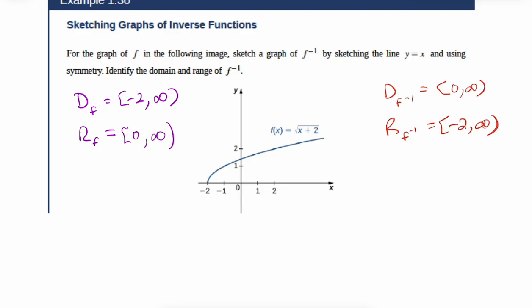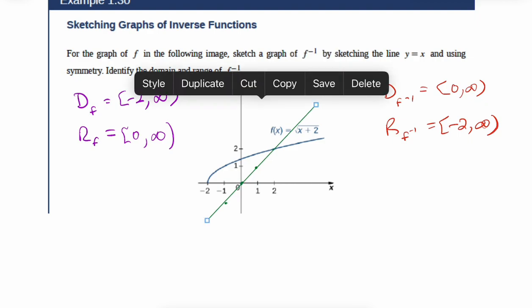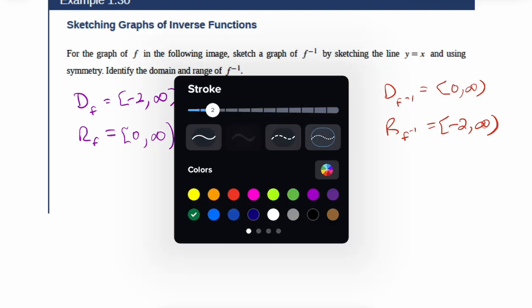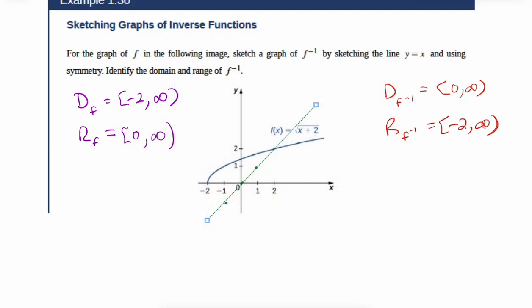Now they said to draw the line y equals x. So I am going to try to put those points on there and draw my line. Now remember, it should flip across that line if I did it right. Okay, so I've got my line. That's the line y equals x. It's our guide when graphing.